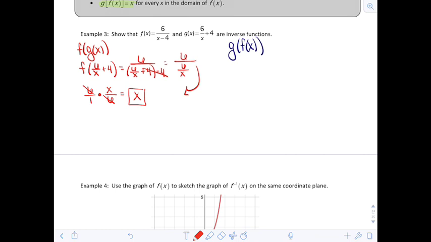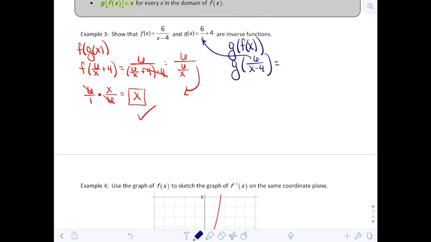So we're halfway there. This is what I want, but it has to happen for the other composition as well. So as I look at the other one, g of f of x is 6 over x minus 4. I'm going to go to g of x, and where I have an x, I'm going to plug in 6 over x minus 4. So let's see how this plays out.